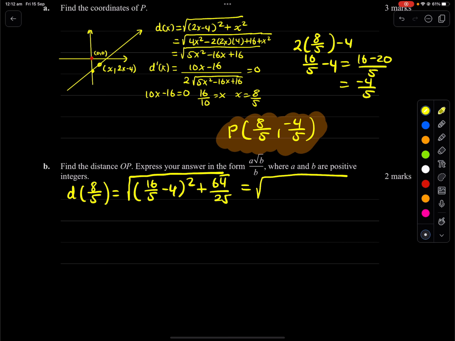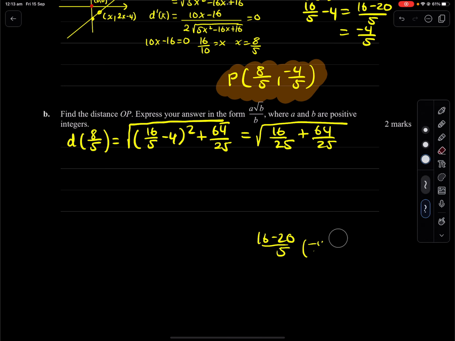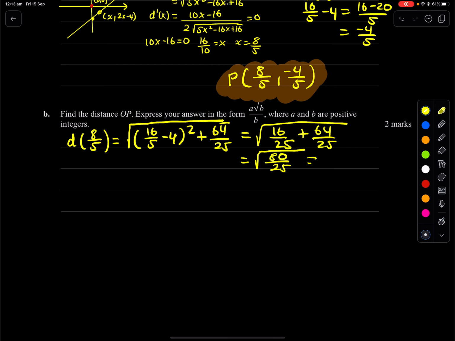This is the square root of 16 minus 20 all over 5, which is negative 4 on 5, and we square that, so 16 over 25. So it'll be 16 over 25 plus 64 over 25. Nearly done. And that overall is what? 80 over 25, which is 5.